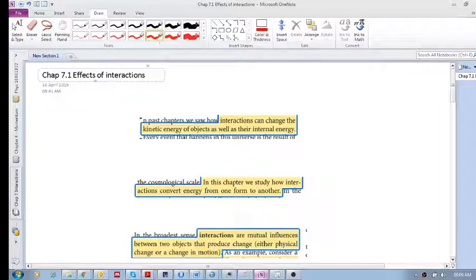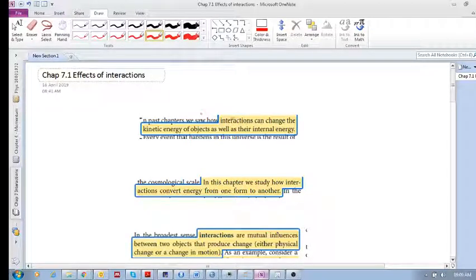Okay, guys, we're moving on to chapter 7, interactions. Chapter 7, interactions, and 7.1 is the effects of interactions. Okay, let's jump right into it. I've just cut out some excerpts from the textbook that I think will get us going.